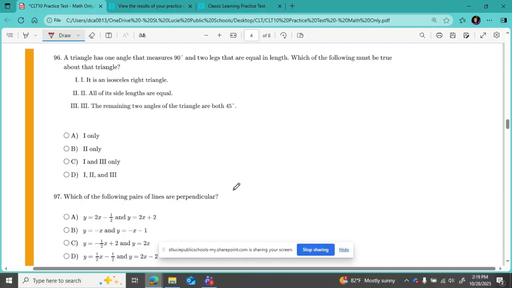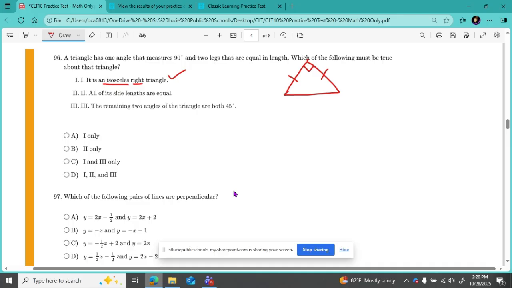Number 96, a triangle has one angle that measures 90 degrees and 2 legs that are equal in length. Which of the following must be true? So we have a 90-degree angle, and then this side and this side are the same. So if we have 2 equal sides, we do have an isosceles triangle. It is a right triangle because it has a right angle.